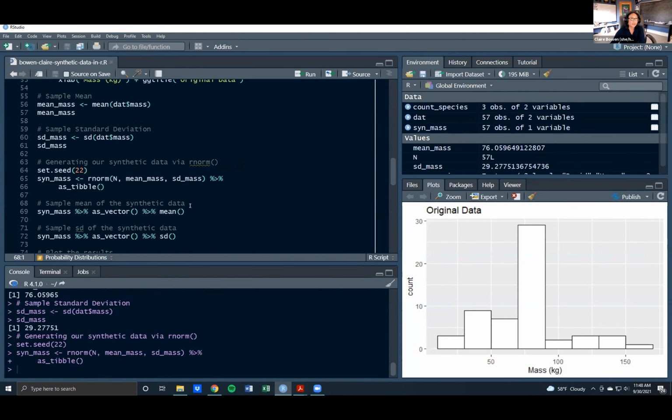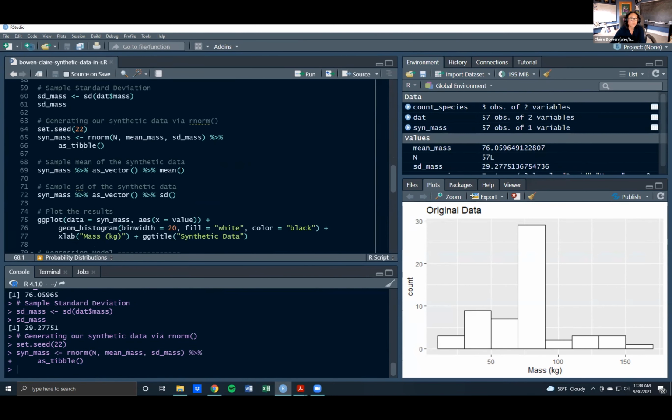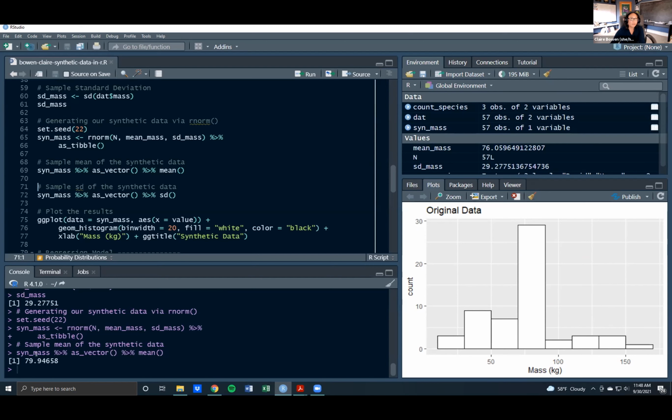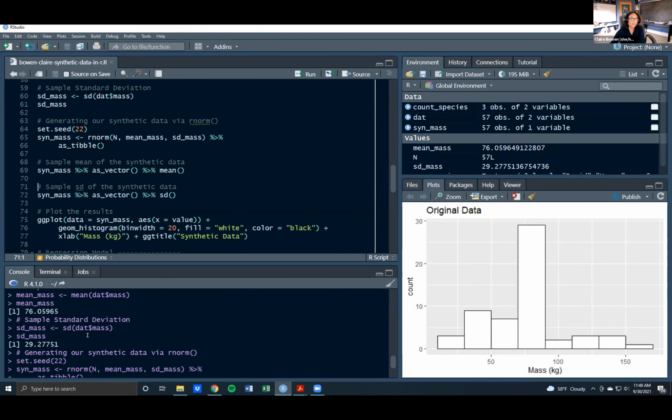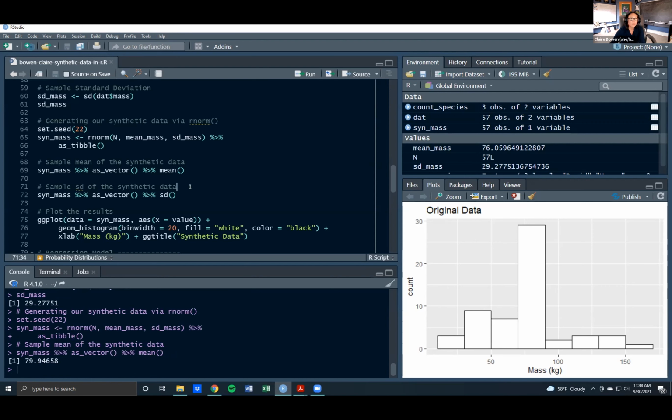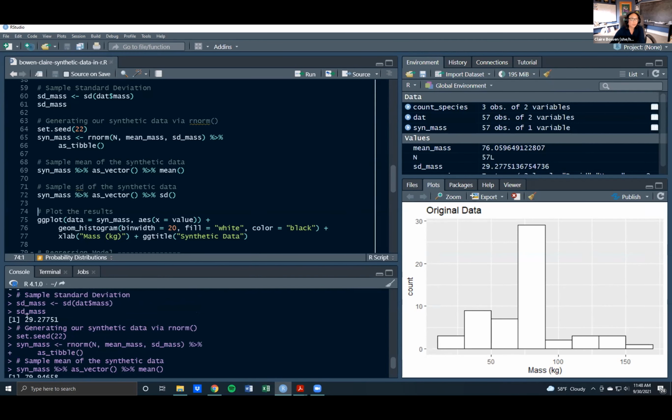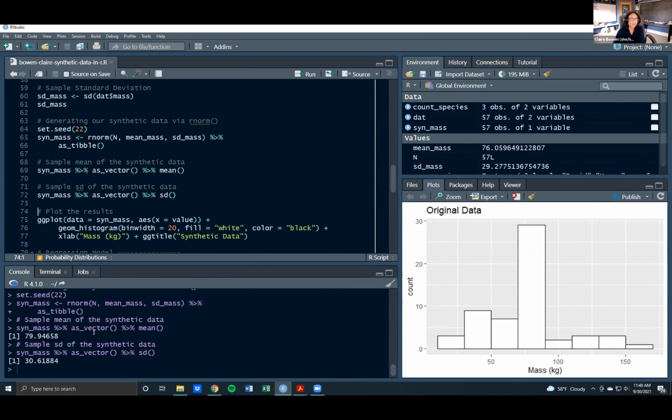And so again, we need to double check how that looks. So I will visualize that soon. But first I'm going to check the sample mean, which is 79.94. So that's pretty close. 76, 79. Oh, that's not too bad. And then the standard deviation is 30.61, which is pretty close to the 29. So that's not too bad again.